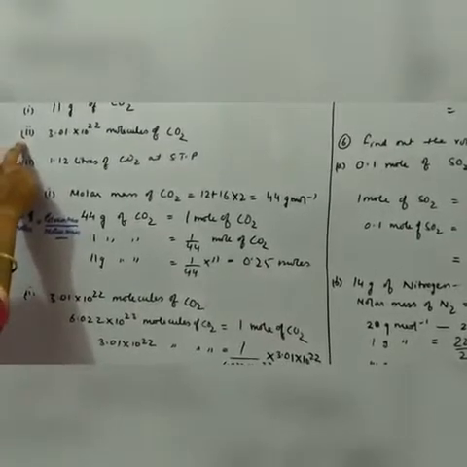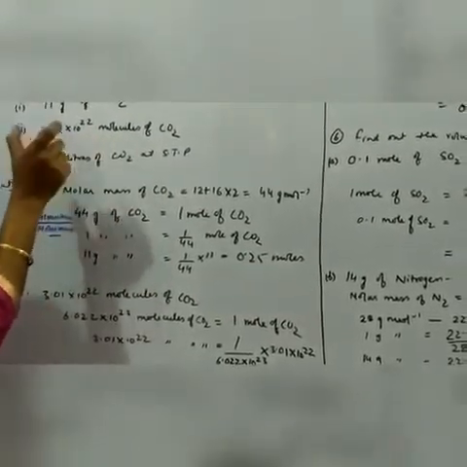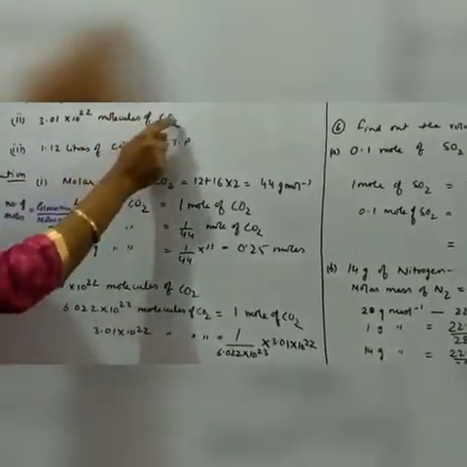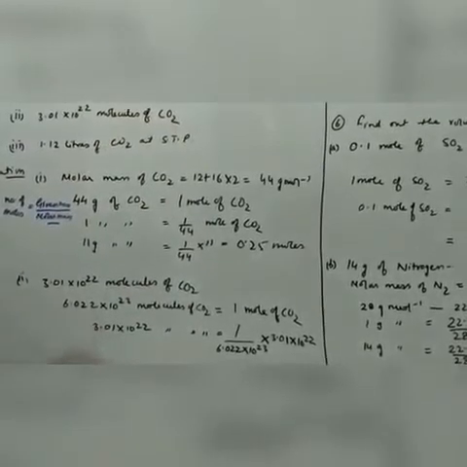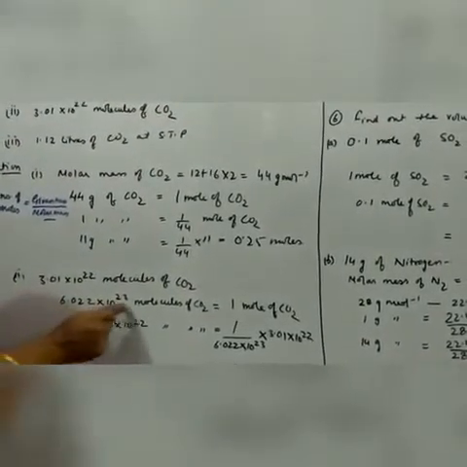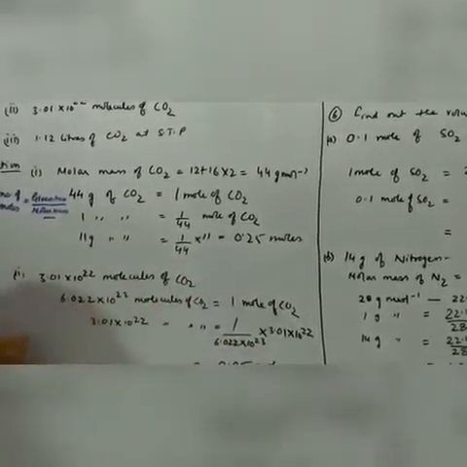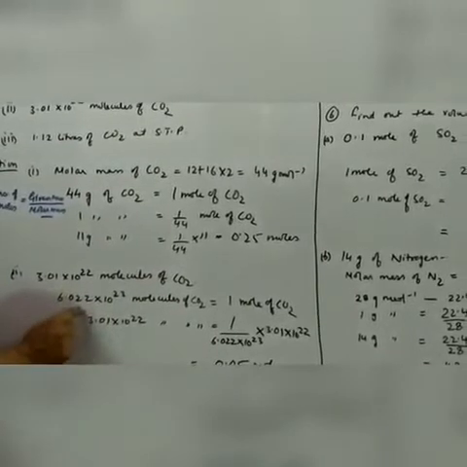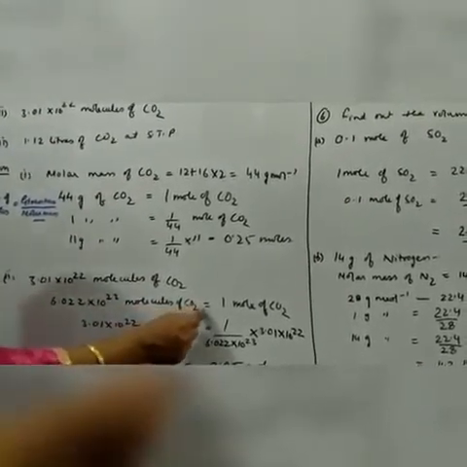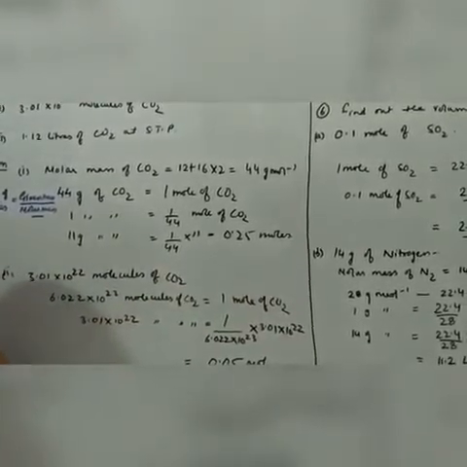Here we have to find the number of moles for a sample containing this much number of molecules of carbon dioxide. We know that the Avogadro number of molecules of CO2 is equal to 1 mole of carbon dioxide, that is, 6.022 × 10^23 molecules of CO2 are contained in 1 mole of carbon dioxide.